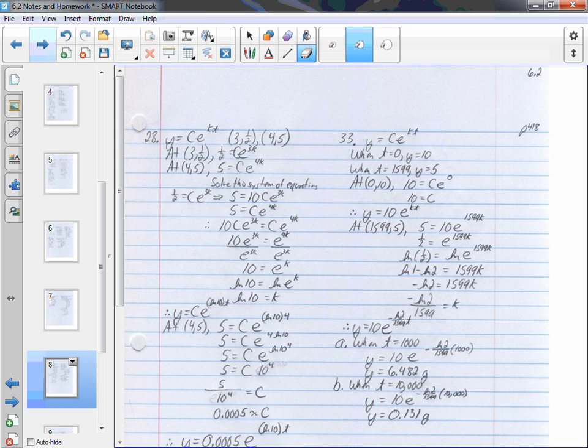Okay, so I tried the other point. Maybe it'll happen when I do the 4, 5. So I put in 4 for t, 5 for y, and hopefully either the c or the k disappears by magic and I solve for the one that's left. Doesn't happen.